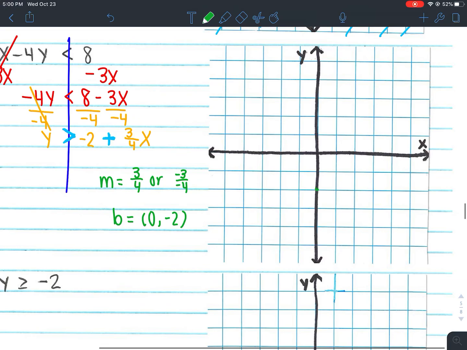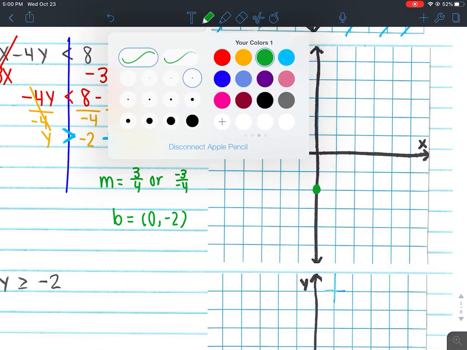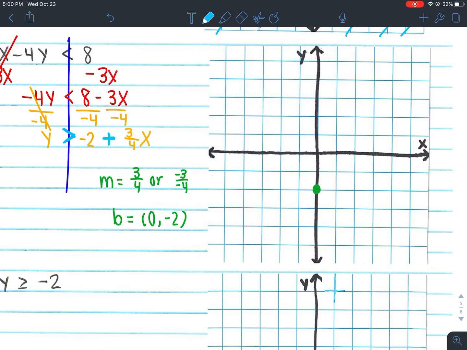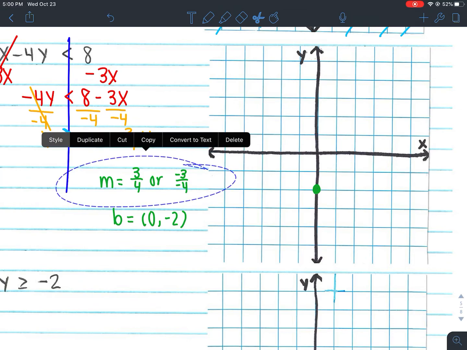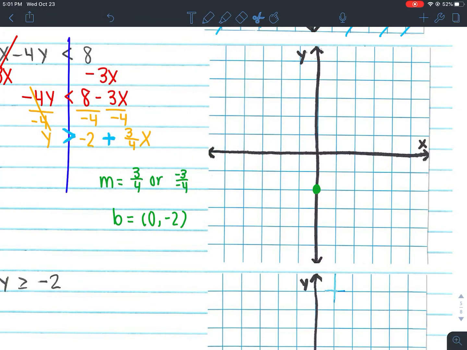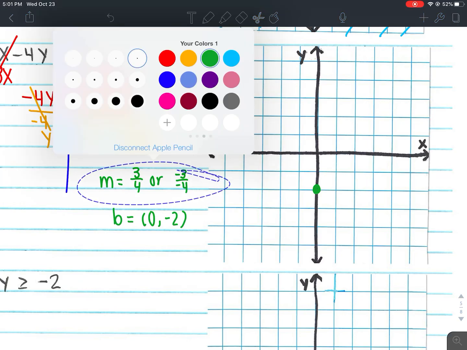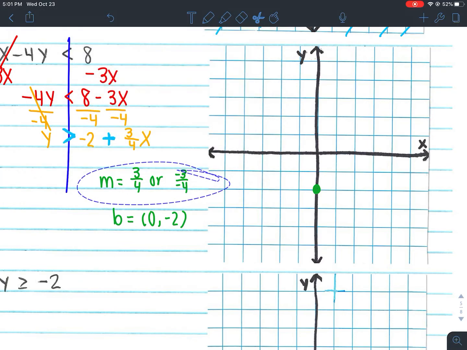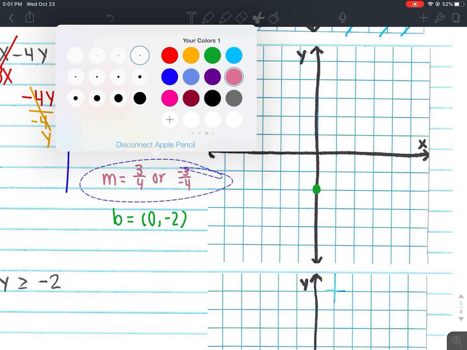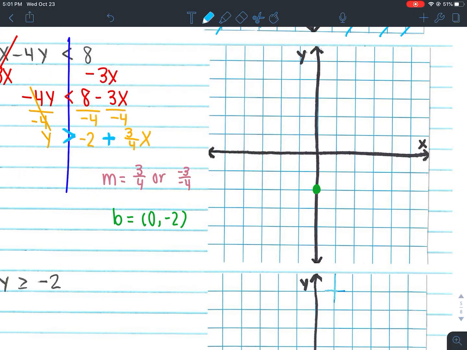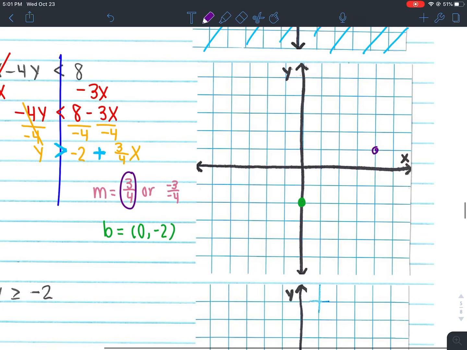And then our y-intercept is (0, negative 2). So I'm going to plot the point (0, negative 2) on my graph. Actually, let me change this color because I don't know why it's that color. Let's see. Pink.